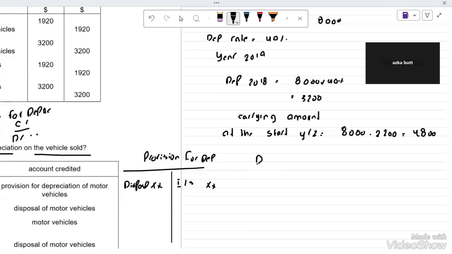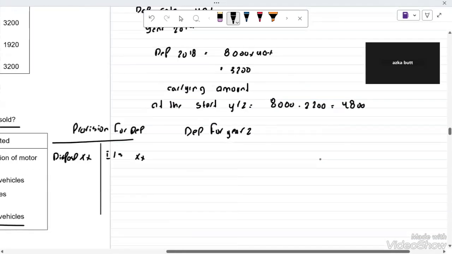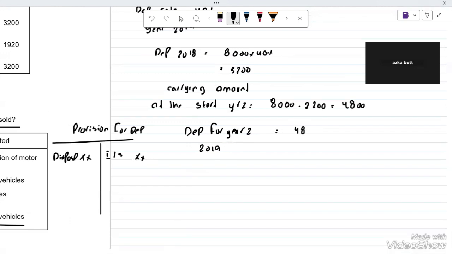And now we are going to find out the depreciation for year 2, for 2019. So 4,800 multiplied by 40%, and this is equal to 1,920. So it means that for year 2 its depreciation is 1,920.